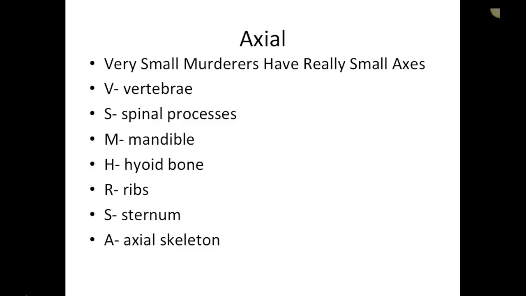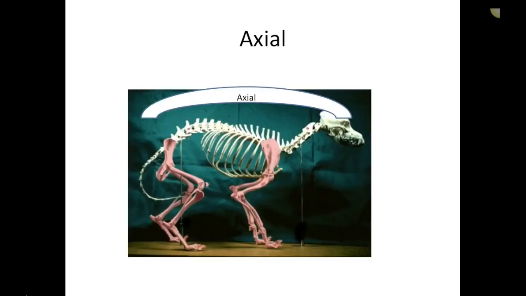So the axial skeleton, one way that it was put to me is very small murderers have really small axes. That's one way that you can help remember it if you're having some trouble remembering the specific bones. And within that, we have the vertebrae, the spinal processes, the mandible, hyoid bone, ribs, sternum, and that equals the axial skeleton. So again, I won't be too specific on which belongs to which section, but it might help you in your studying. So that overall is the axial skeleton.